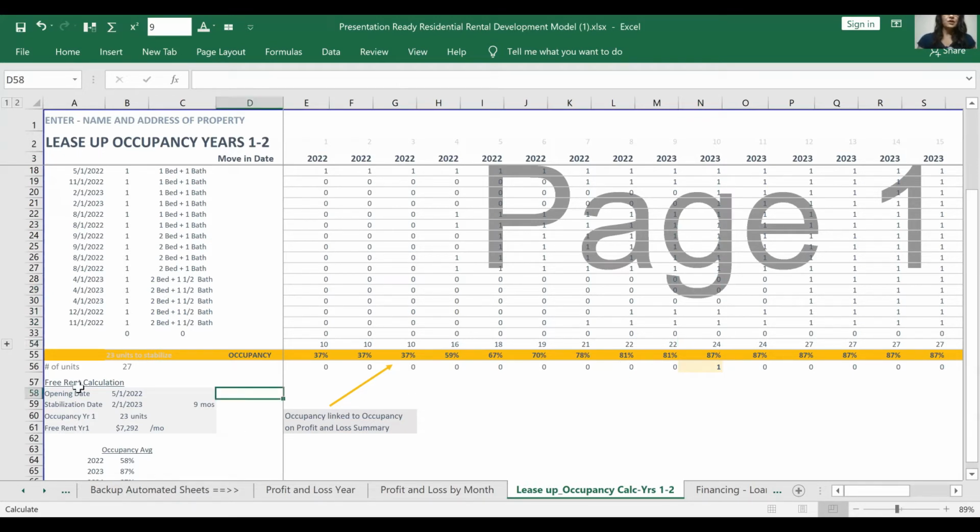I'm also calculating my free rent calculation here. Over the first 9 months, for the occupancy of 23 units, I'm basically giving them a month of free rent.